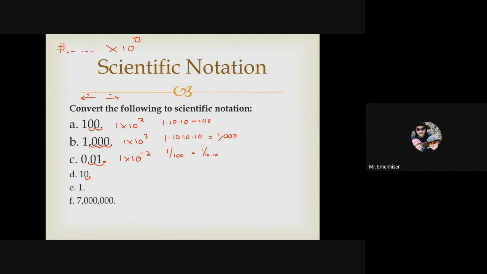All right, here's 10. So we're going to move the decimal there once. 1 times 10 to the 1. Now this one, 1.0. If I have 1, I'm going to do 1 times 10 to the what to get 1? If I put a 1 or a 2 or a negative 1 or a negative 2, I'm not going to get 1. The only way to get 1 is to raise it to the power of 0. So you got to remember that anything raised to 0 is equal to 1.